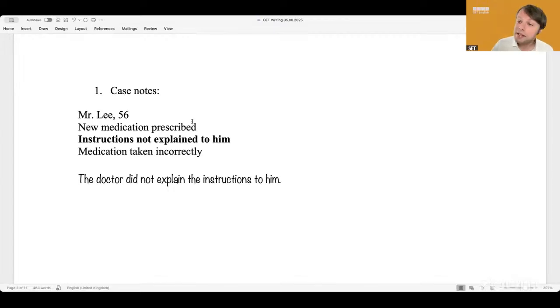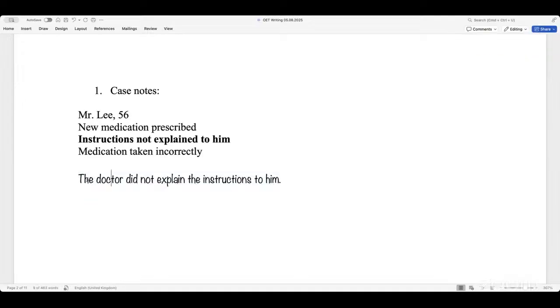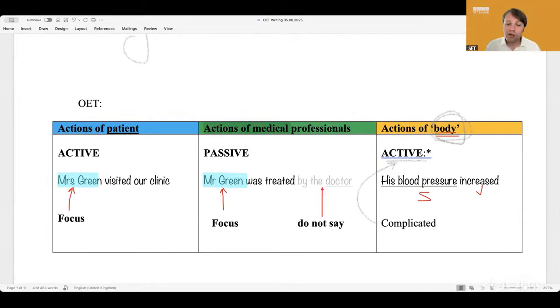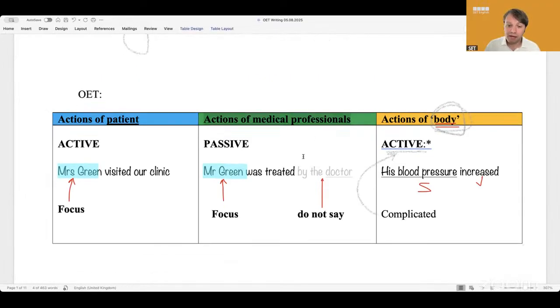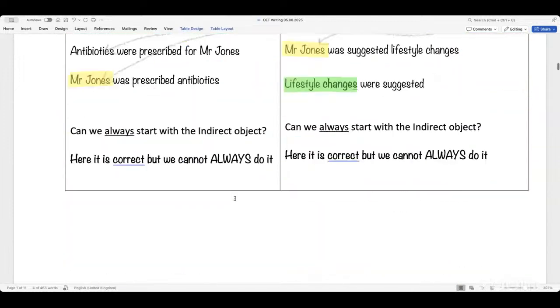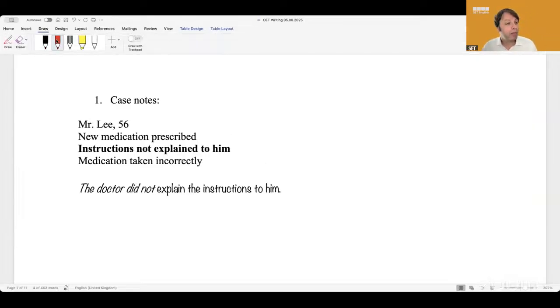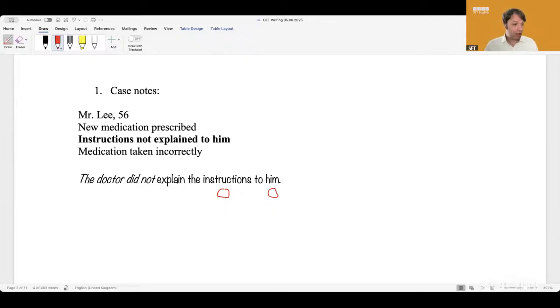Okay. Now, is this correct, everyone? Should we be making a sentence like this? No. Why is it wrong? Because it looks informal. You don't need to focus on the doctor. The actions of medical professionals should always be in passive. Make sense? So, who is doing the action? The doctor. Okay. So that means we need to change to passive. Now, we have the problem here that we have object and object, right? So let's do this slowly together.